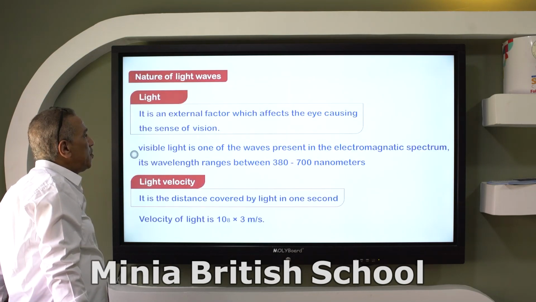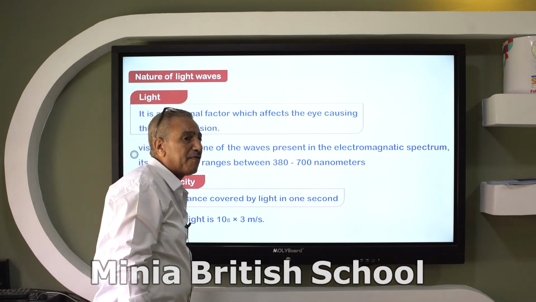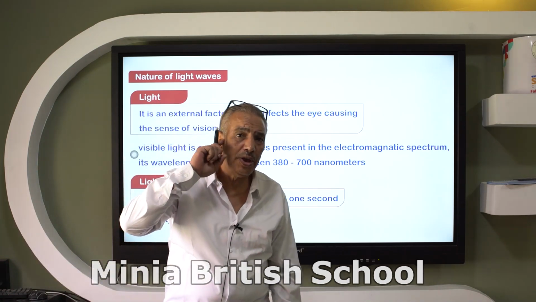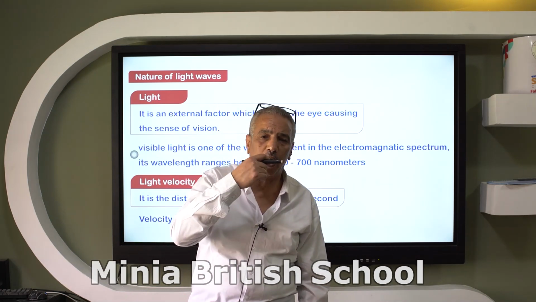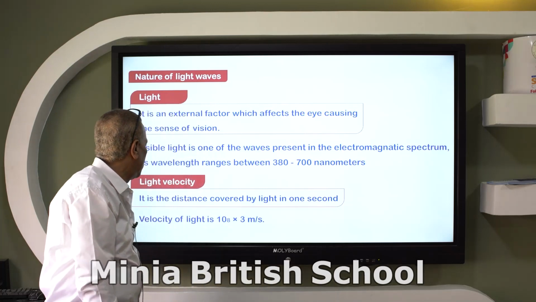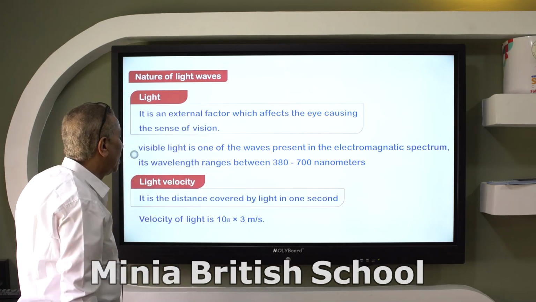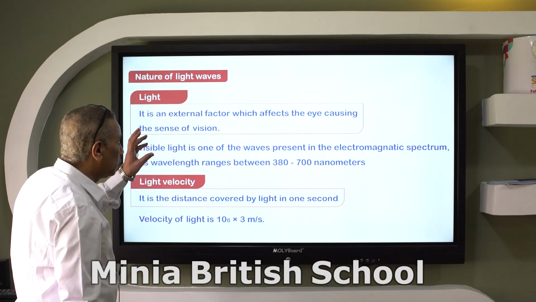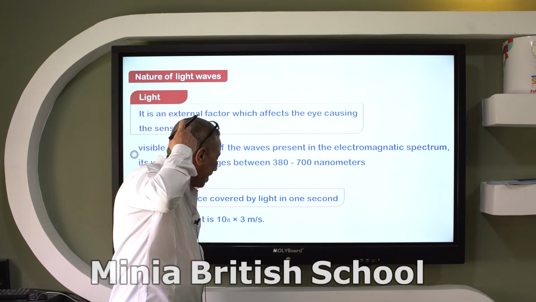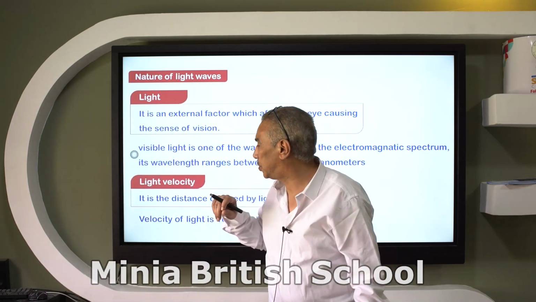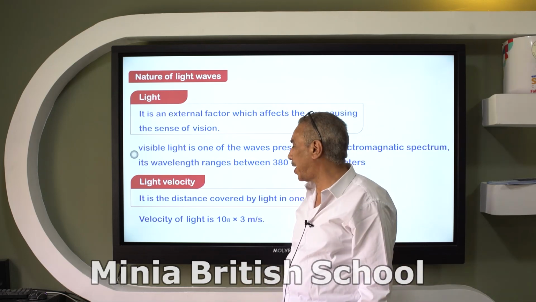The last thing in unit 2 is the light. The light is an external factor affecting the eye, causing the sense of vision. Light velocity, of course, because it belongs to the electromagnetic waves, is the distance covered by light in 1 second, and its value is so high, reaching 3 times 10 to the power 8 meters per second.